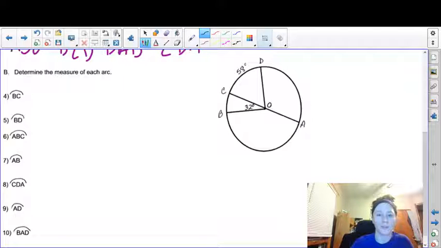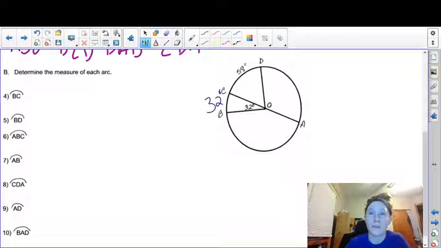Determine the measure of each arc. Now I said a central angle is equal to the arc across from it. We said that on slide 2. So if you notice, in my circle O, angle COB is 32 degrees. So that means that arc CB has to also be 32 degrees.